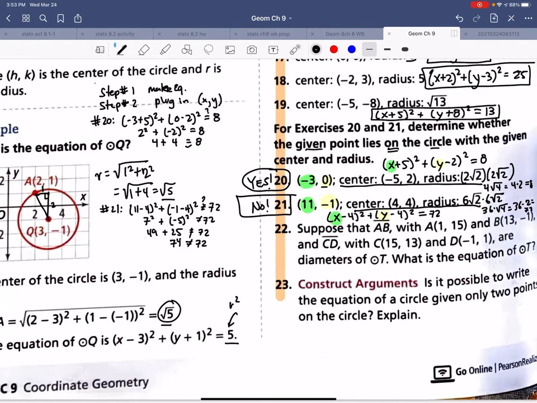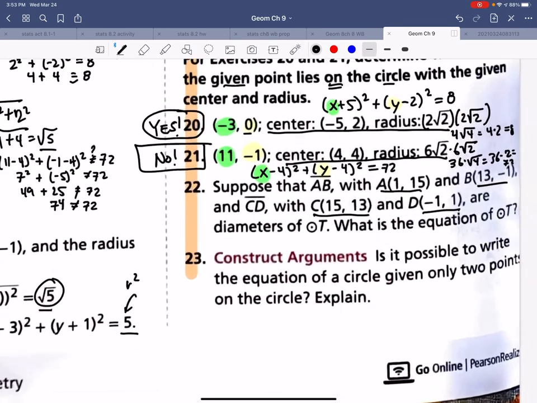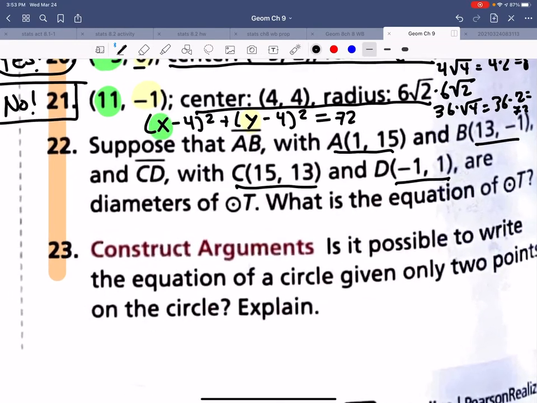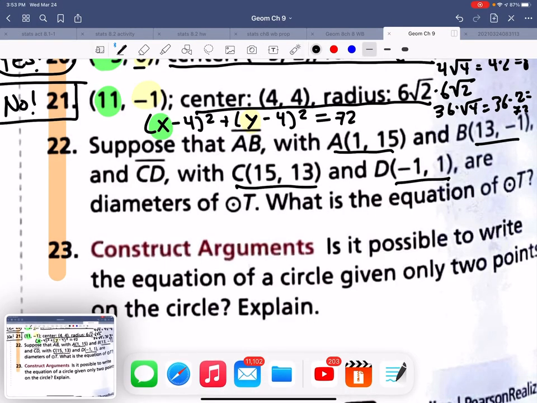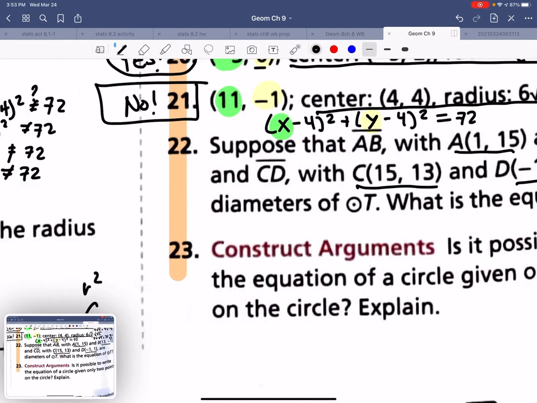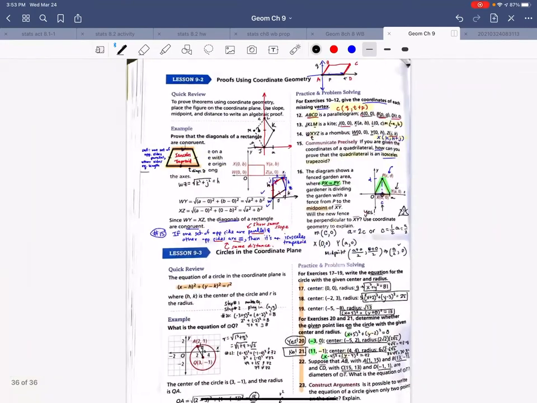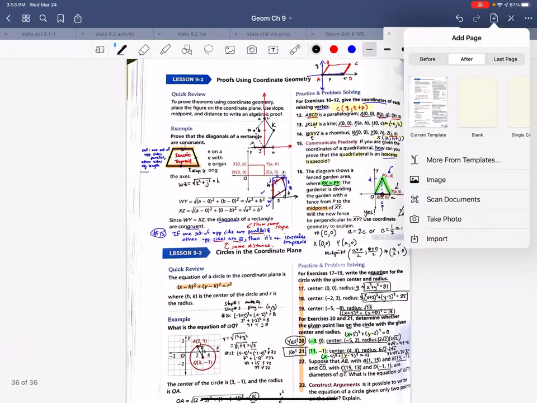Suppose that A and B have these two coordinates and C, D has these two coordinates. Are the diameters of circle T... What is the equation of circle T? Okay, I'm definitely going to graph this. All right, there's no way around it. I don't think I can do this problem without graph paper. Okay, so let's go to my other sheet. Let's see if I have, nope, don't have any more graph paper space left.